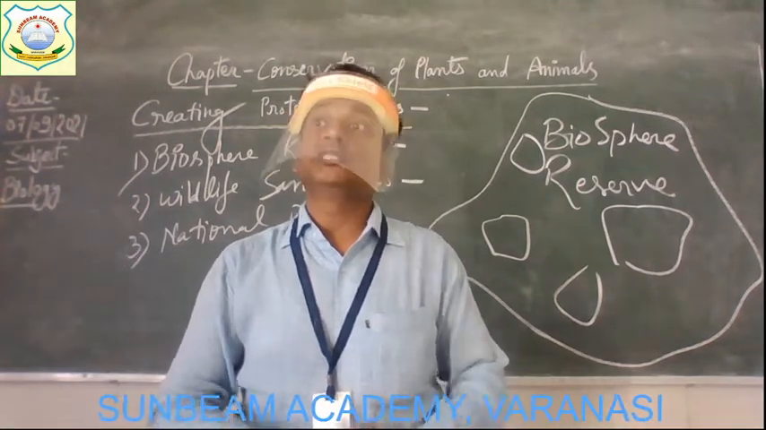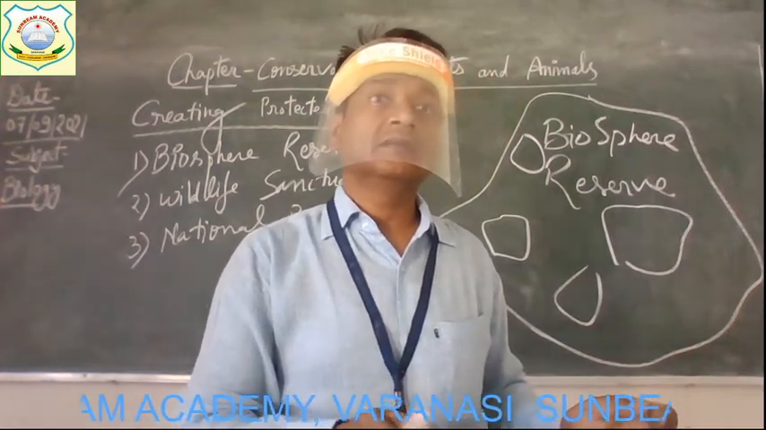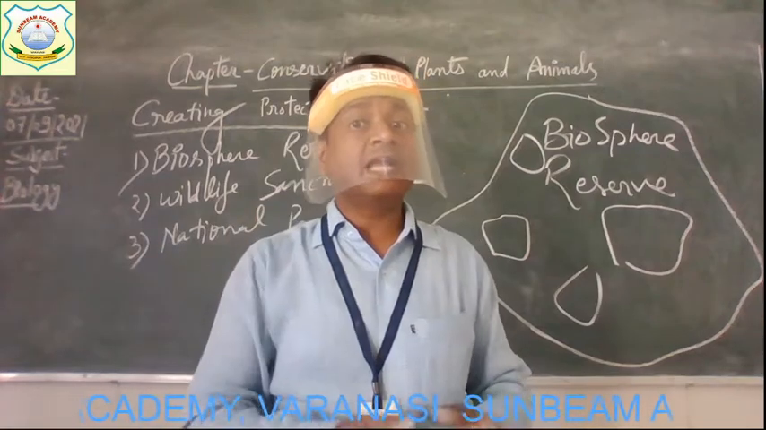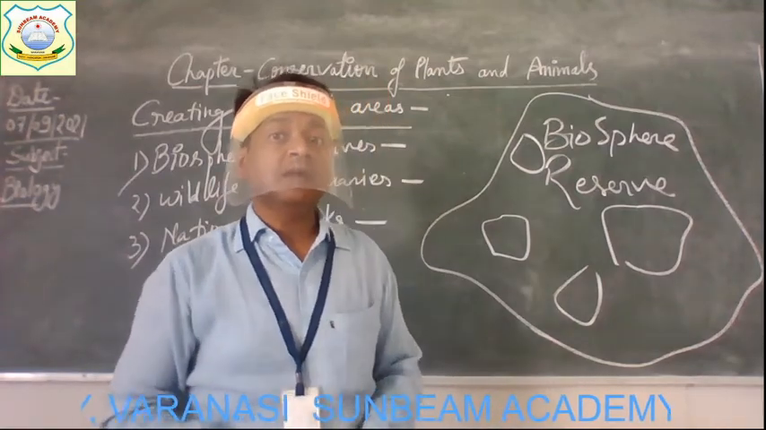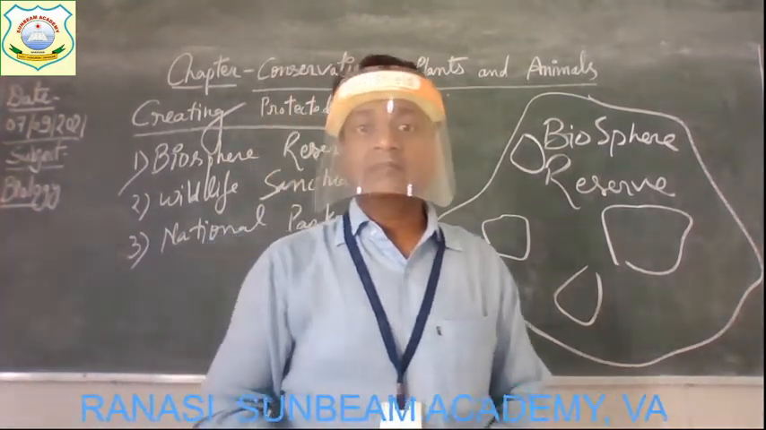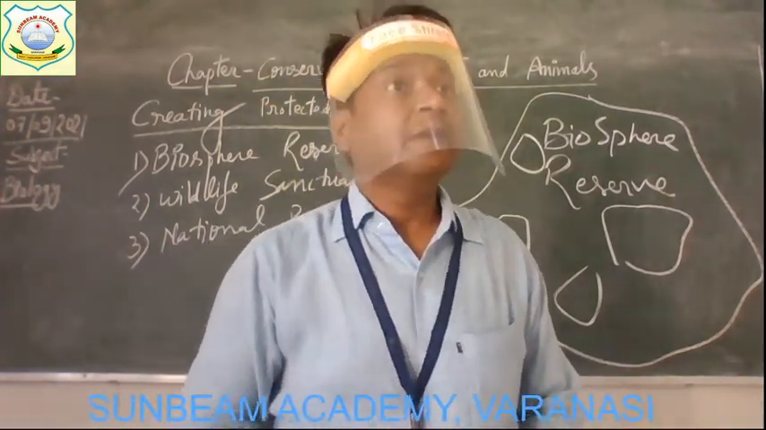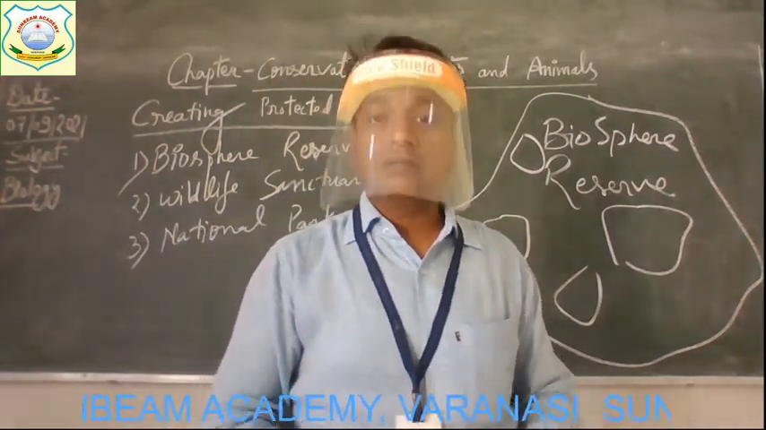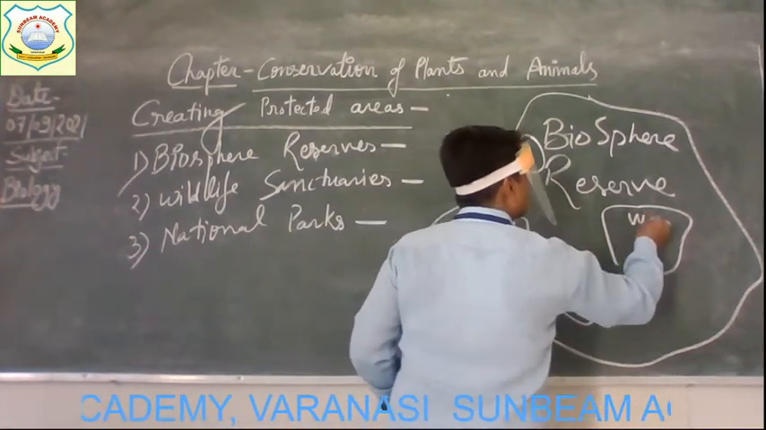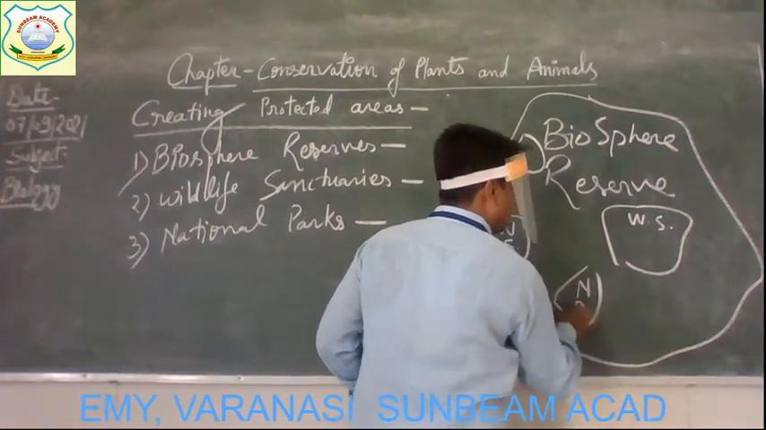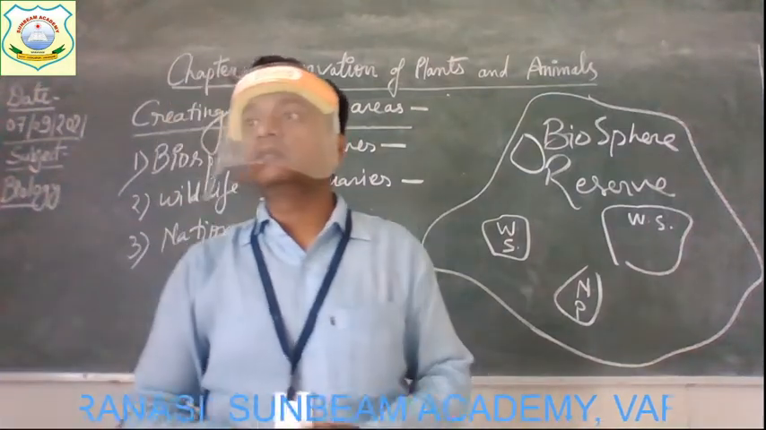Satpura National Park is situated in Panchmarhi Biosphere Reserve. Two wildlife sanctuaries are also present in the same biosphere reserve. The names of these wildlife sanctuaries are Bori Wildlife Sanctuary and, the other is, yes, Pachmarhi Wildlife Sanctuary. So two wildlife sanctuaries and one national park are situated under the biosphere reserve. Which biosphere reserve? Panchmarhi Biosphere Reserve.